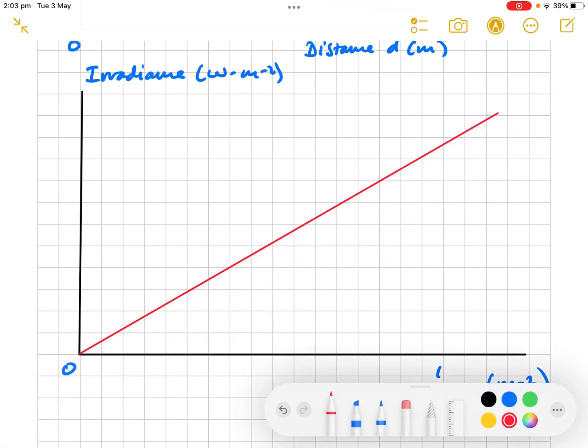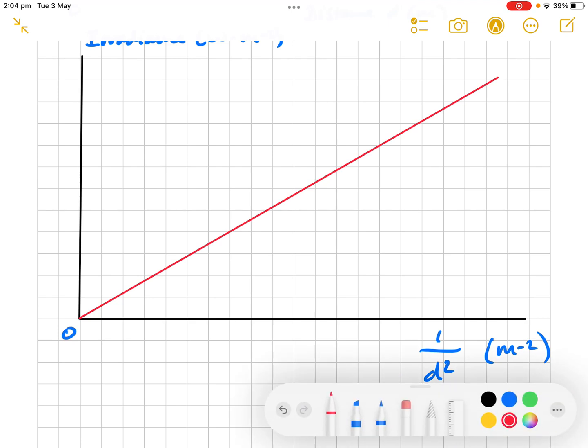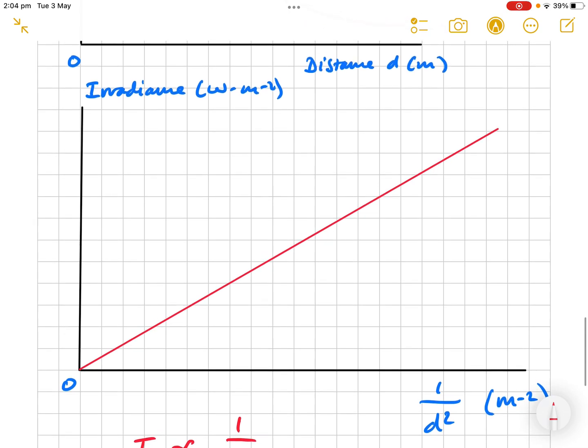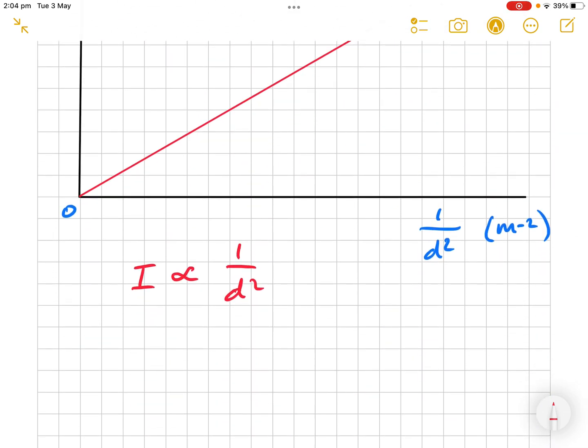And that's generally more convenient to work with, because when you look at that, we can say that the irradiance is clearly directly proportional to 1 over d squared. In other words, y is directly proportional to x. It's the same relationship as above, but it's now in a linear form.